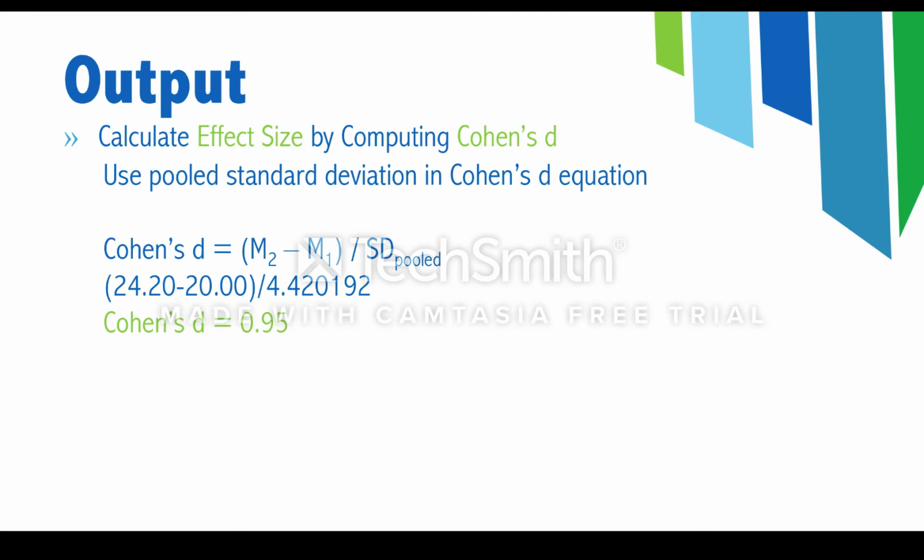Now you plug that into the Cohen's d formula. You have the second mean minus the first mean divided by your pooled standard deviation, and you get a Cohen's d of 0.95. Cohen has made some widely used suggestions as to what constitutes a large or small effect: 0.2 is small, 0.5 is medium, and 0.8 is large. We have a 0.95 effect size, so this effect size is large.